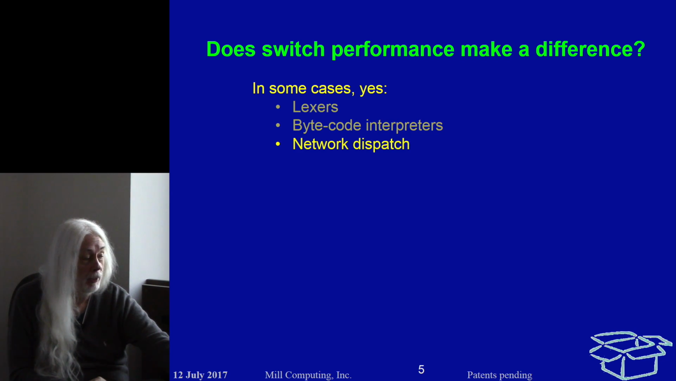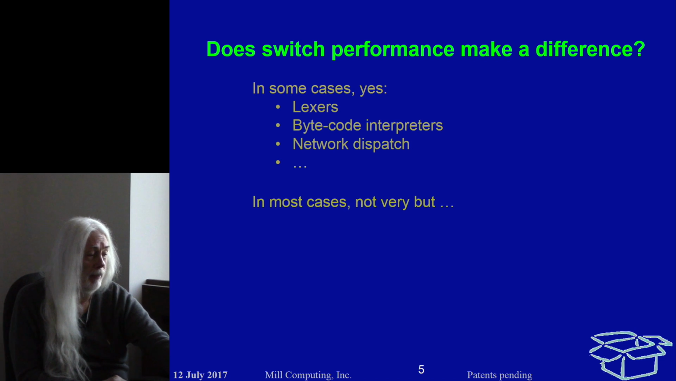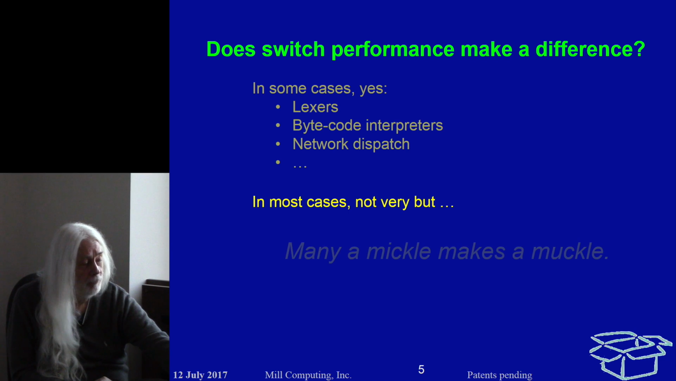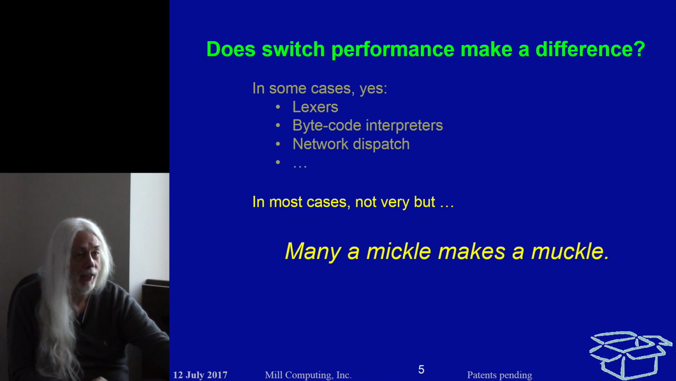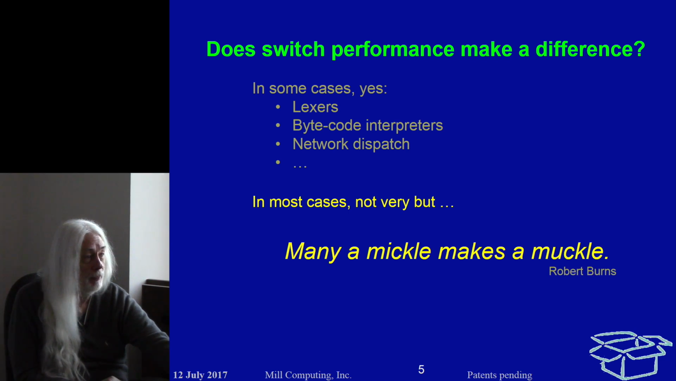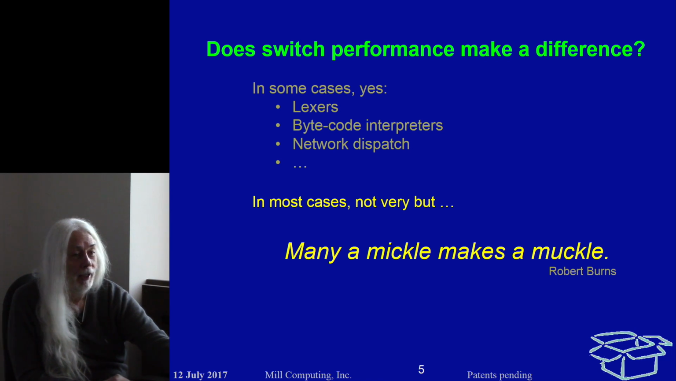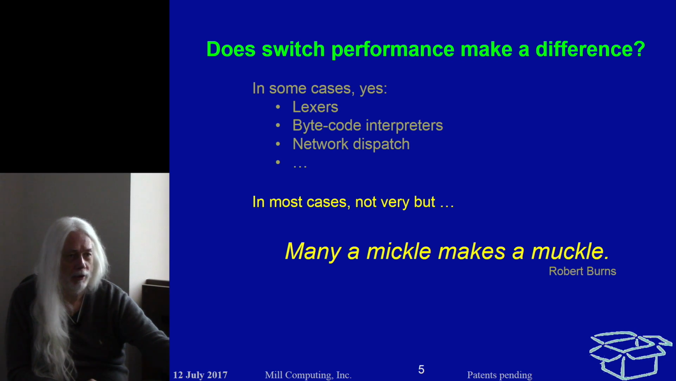Bytecode interpreters, similarly. Network dispatch, where you get a few bits coming in off a network packet and have to decide what to do about it. These are places where actual switch overhead can be significant. But as a practical matter, in most cases, it doesn't really matter all that much. But it makes for a good test case, and in the words of Robert Burns, many a mickle makes a muckle. A little bit here and a little bit there has a tendency to add up after a while, and it is interesting how the little bits get influenced by the architecture that you're running on.